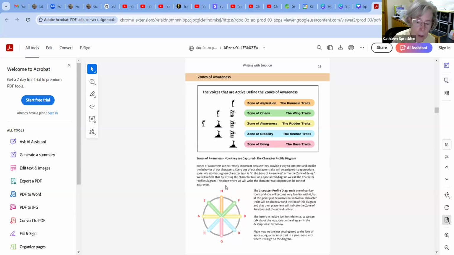But we use this wheel structure where we say, if the rudder traits, the ones that are thinking about, should I be responsible or not? Oh, last time I helped somebody move, my back hurt for 2 weeks. That is the rudder position, and we put them in our diagram along the horizon line. If he hardly thinks of it at all, that's the wing trait, the zone of chaos, we put him here.